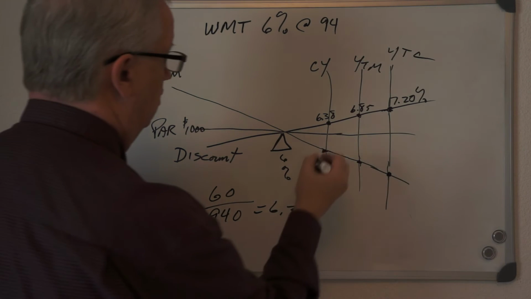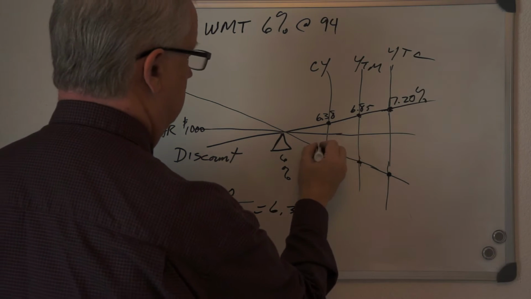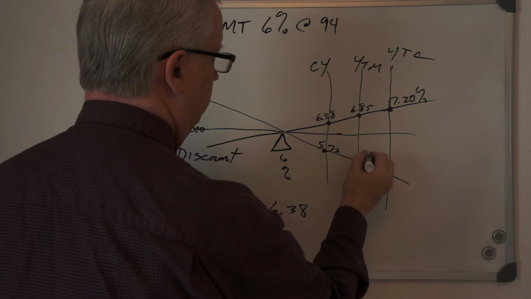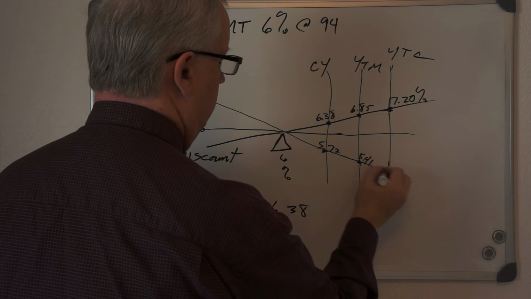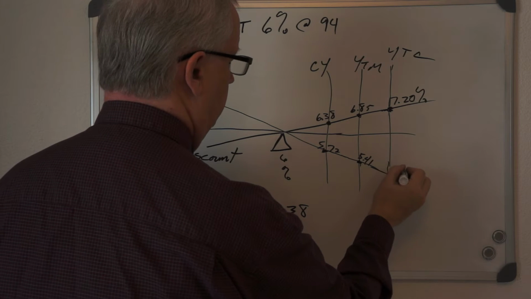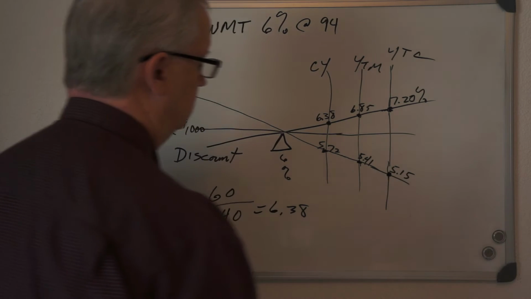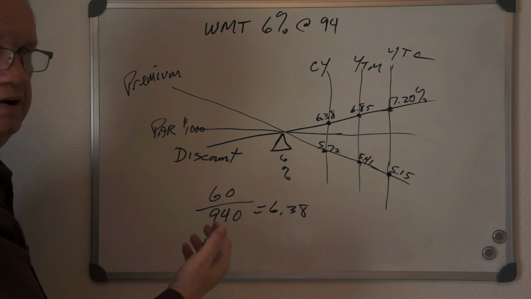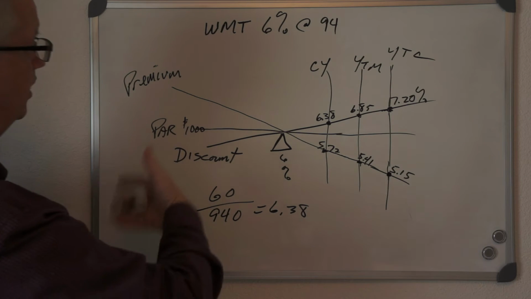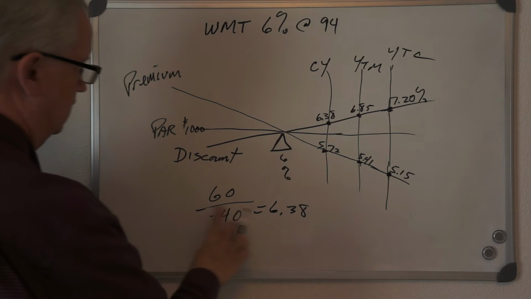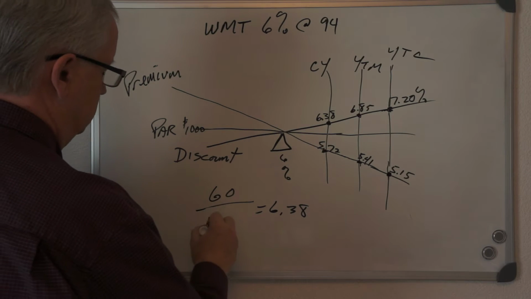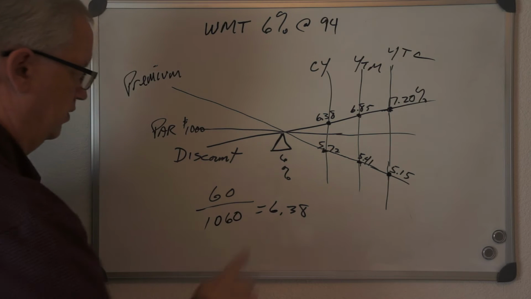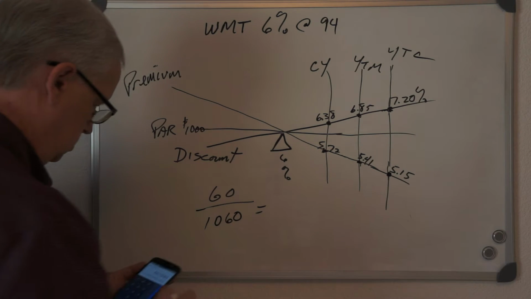On here, let's say this is going to be 5.72. This is going to be 5.41. This is going to be 5.15. Okay? A premium bond, you're paying more for it. So you had to pay a higher amount. Let's just take an example. If this was $1,060, what would the current yield be?